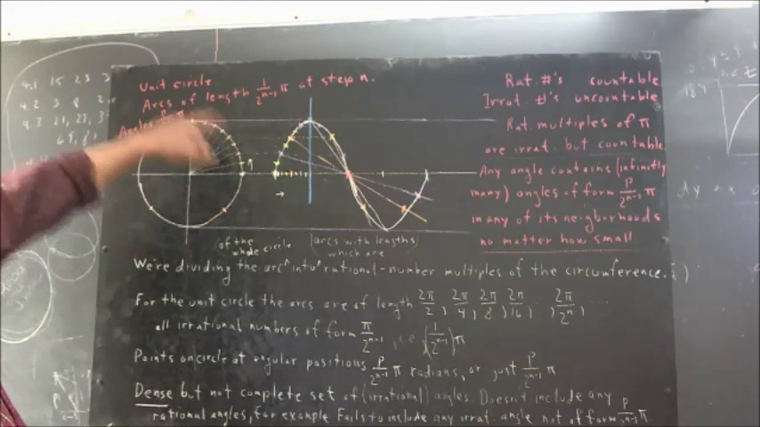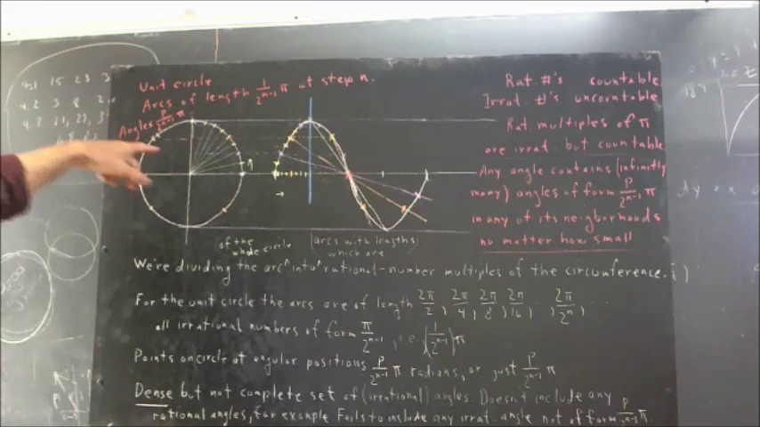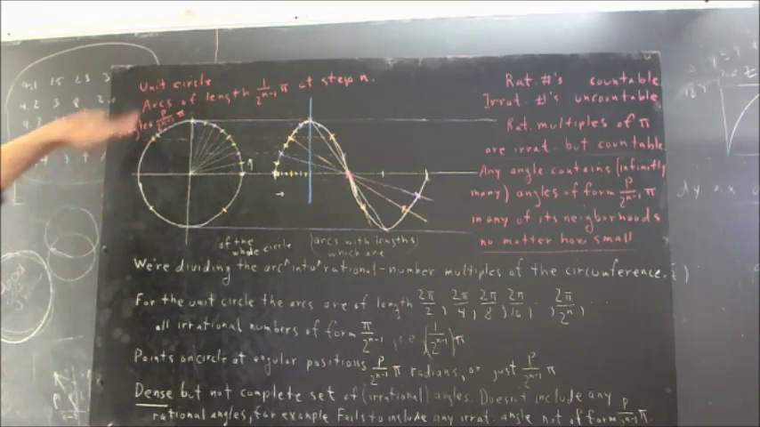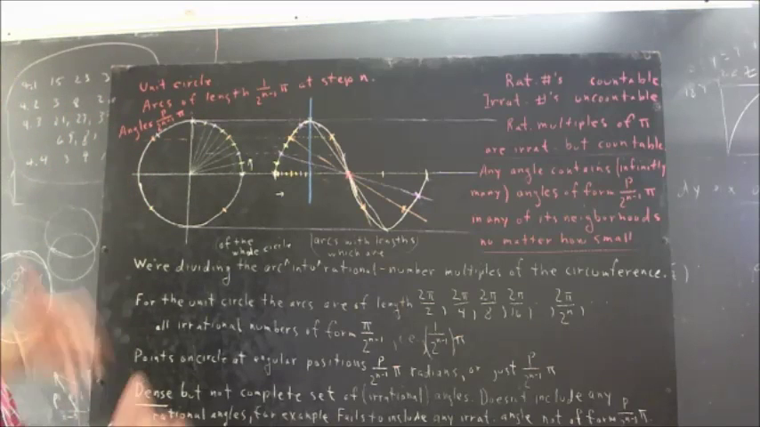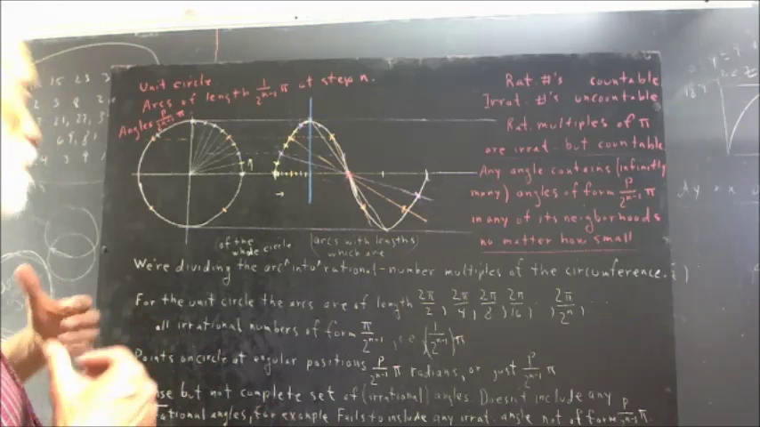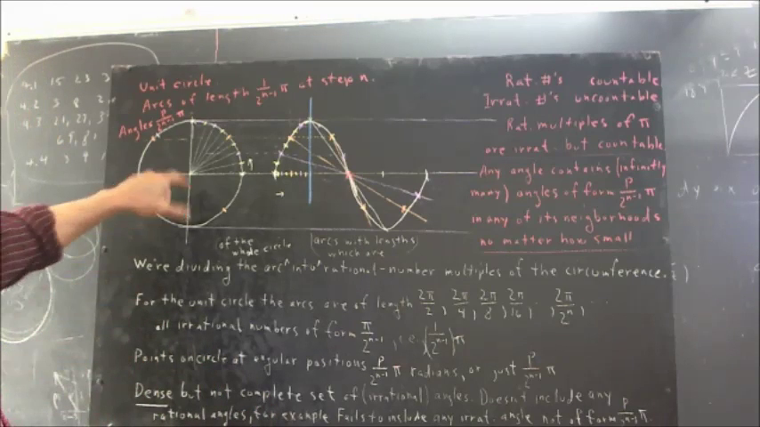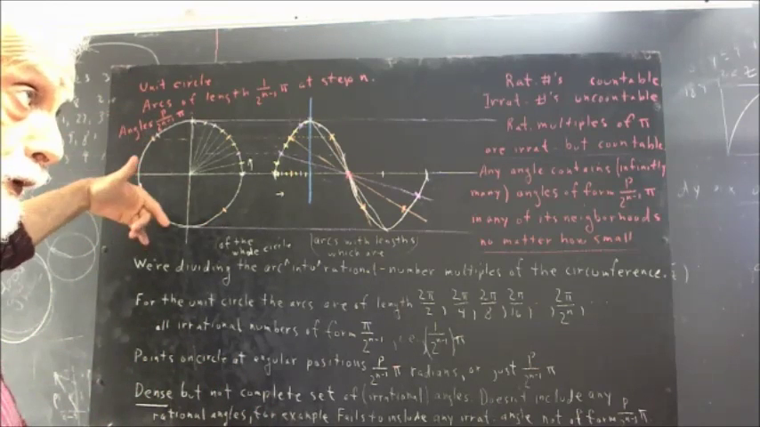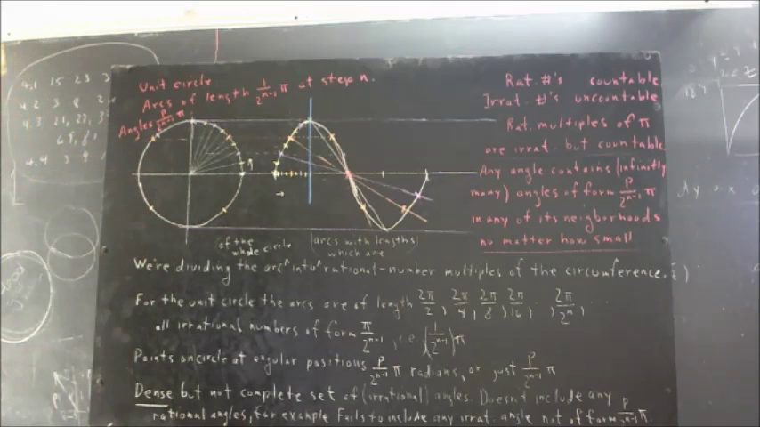Now let's assume that this circle is a unit circle, meaning it has a radius of 1. That means it has a circumference of 2 pi, since the circumference to diameter ratio is pi. If the radius is 1, the diameter is 2, so the circumference then has to be 2 pi by the definition of pi.